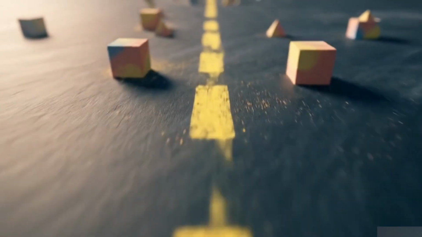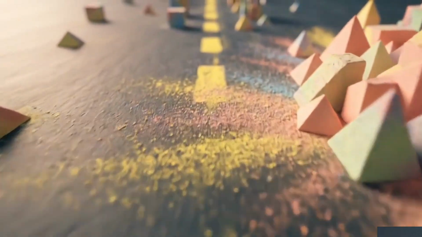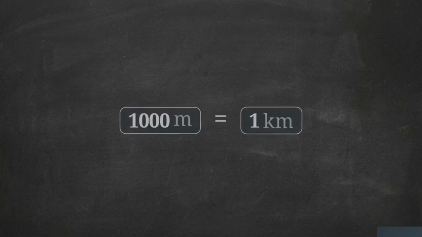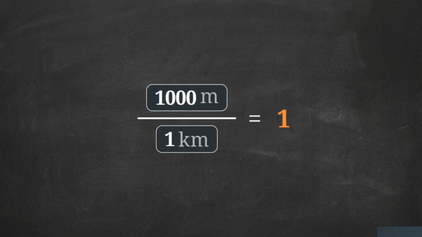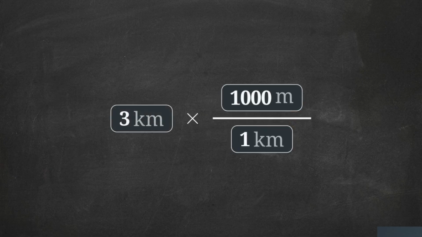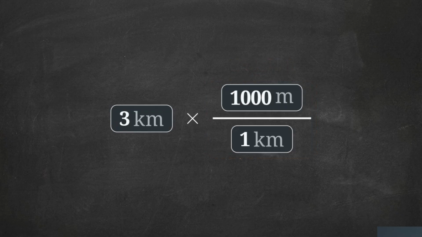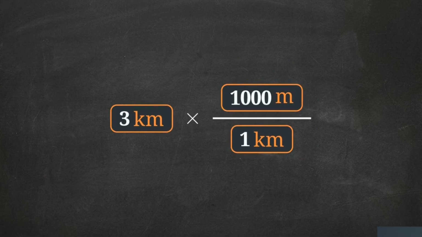Step 1 starts with a conversion we already know. Let's look at a baseline example, converting 3 kilometers into meters. Because 1,000 meters equals 1 kilometer, this fraction mathematically equals 1. In step 2, we multiply our original 3 kilometers by this fraction. This changes the unit label without altering the actual distance. We keep all alphabetical labels strictly attached during this step.